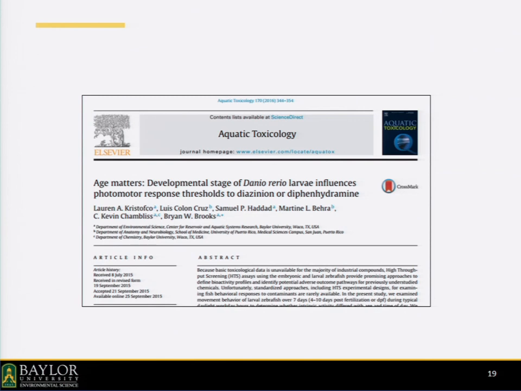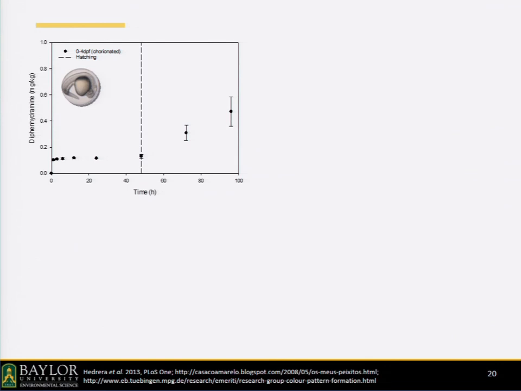This was published last year in Aquatic Toxicology, and after identifying this shift in sensitivity for both traditional and alternative endpoints, I really wanted to get a better understanding of why I am seeing this shift in sensitivity. So I went back to a central tenet in toxicology, that the dose makes the poison. So I wanted to see if there was a shift in the internal concentration that these organisms were receiving across these developmental stages. So on the x-axis will be time in hours, and on the y-axis will be diphenhydramine concentration. The vertical dashed line in this instance corresponds to the natural hatching period of these organisms.